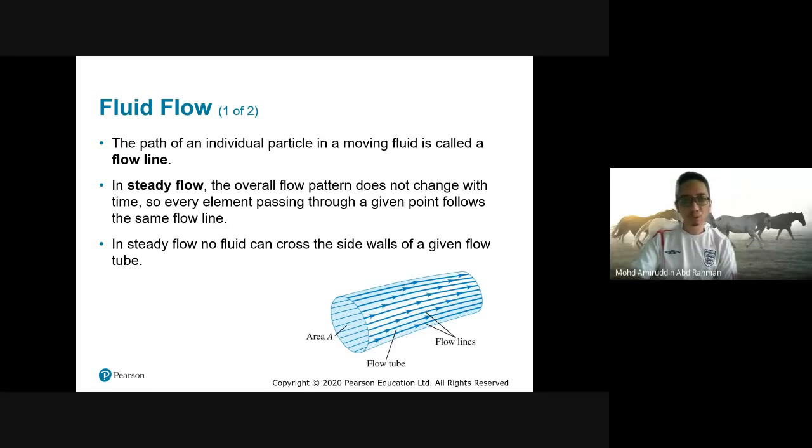So you have the tube over here, and let's say the fluid is moving in the tube. So we have a flow line. These are the flow lines.